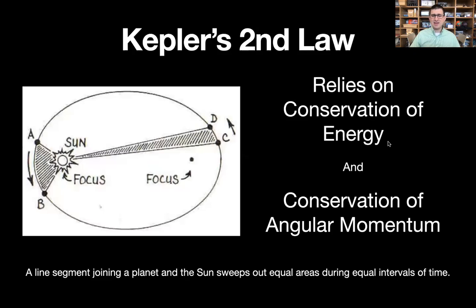The reason why these areas are the same is because over here, the object is very close to the sun, so it has very low gravitational potential energy, and therefore it has very high kinetic energy.